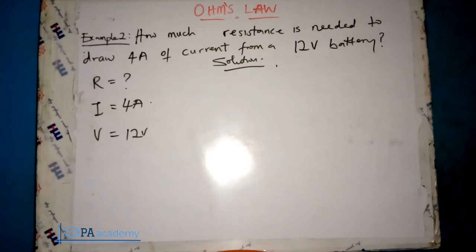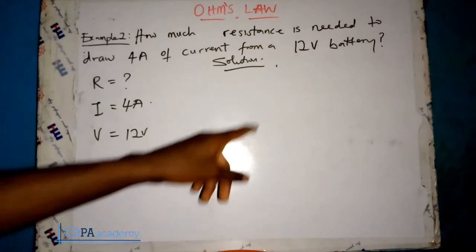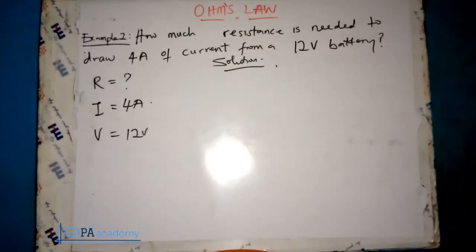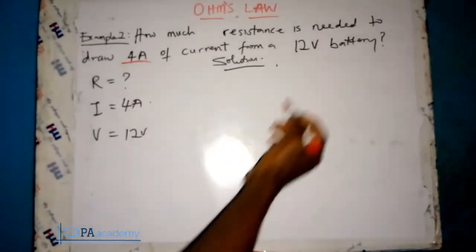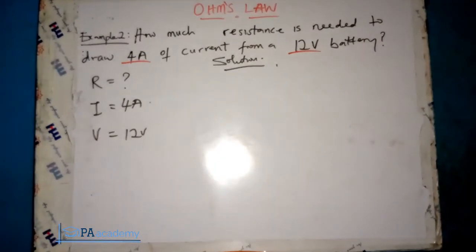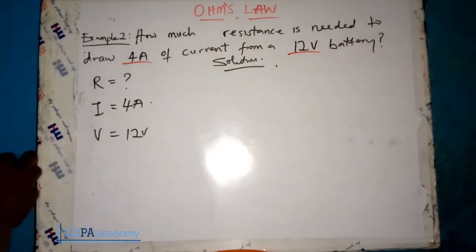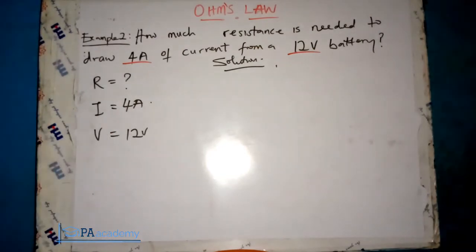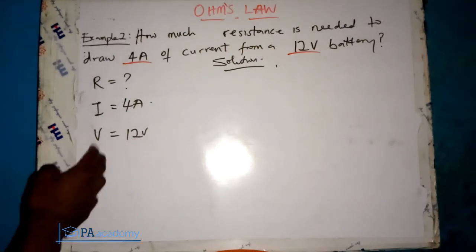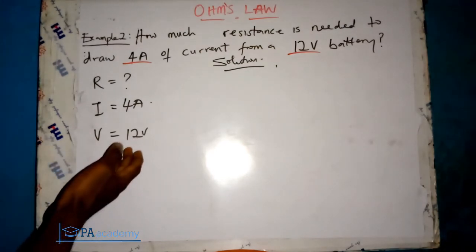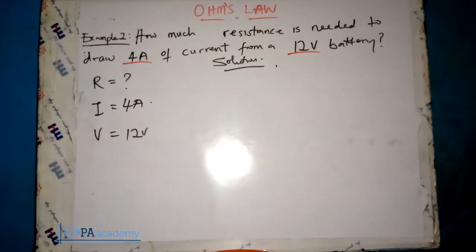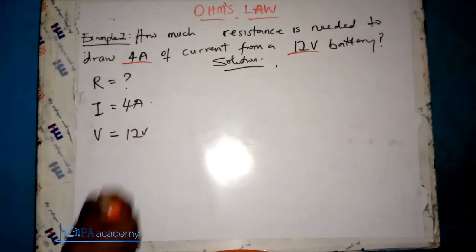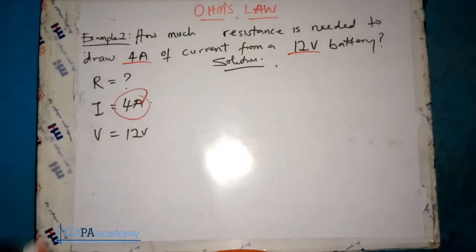So what it means is that if you are given a battery with 12 volts, and we are looking to draw a current of 4 amps from it, how much resistance do we need to make sure that the current we are drawing from this 12 volt battery is 4 amps? Because from this 12 volt battery we can decide to draw a current of probably 6 amps, but now we are concerned about drawing just 4 amps. So how much resistance do we need?